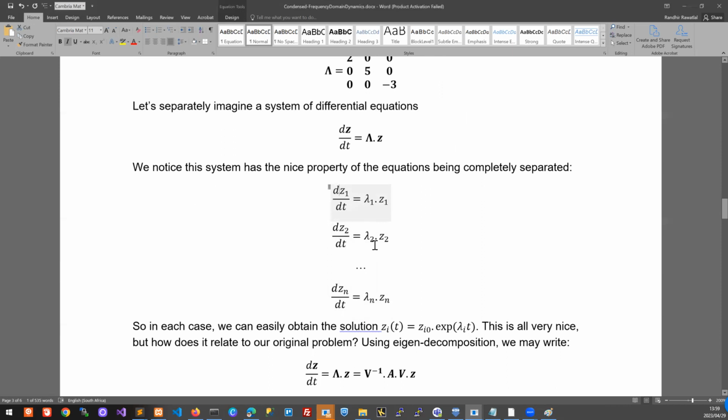So if we have such a nice situation, then we can readily propose that in each case there applies a general solution. So we can see the solution here is z1 naught e to the lambda1 t, and here it's z2 naught e to the lambda2 t, and so on. So generally we can say the solution for the ith entry in our state space is z_i(t) equals z_i naught e to the lambda_i t.